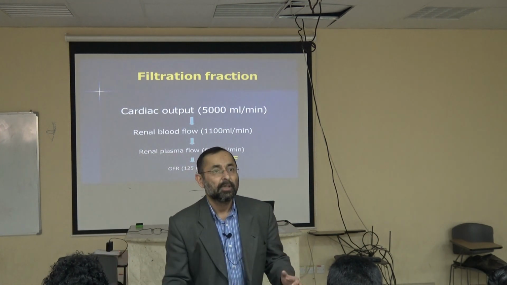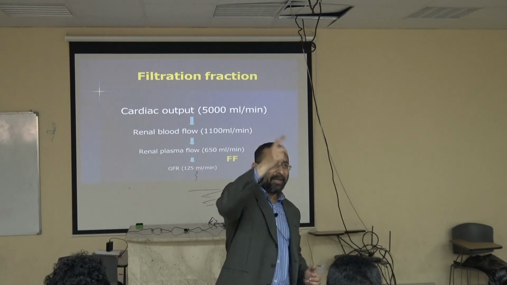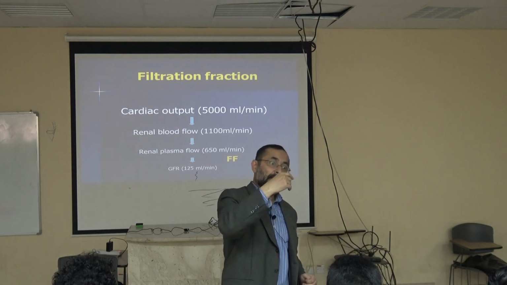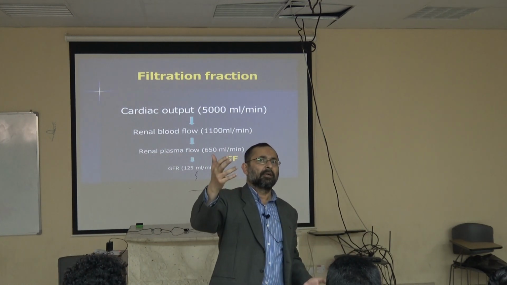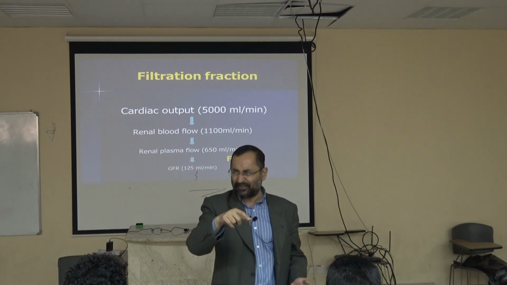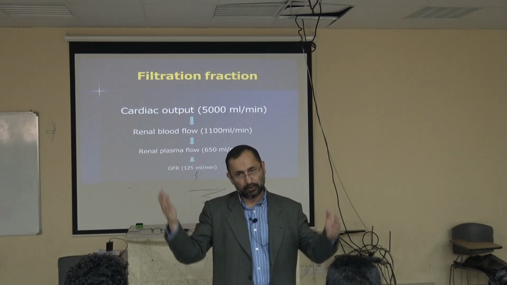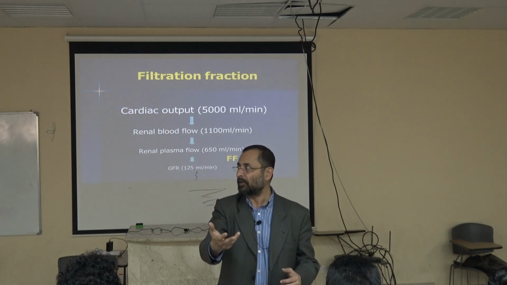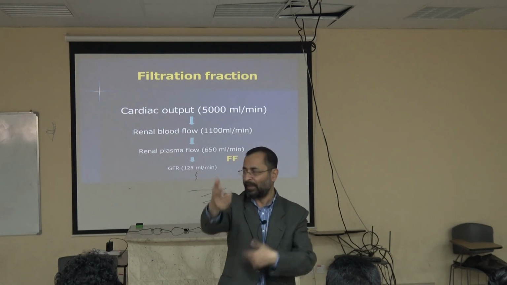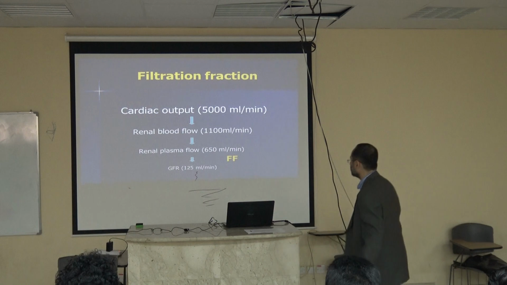If I ask you to make a relationship between the GFR and the renal plasma flow, you will say the GFR is 1/5 or 20% of the total renal plasma flow, or the renal plasma flow is 5 times that of the GFR. In both ways you can say it, there is no problem.